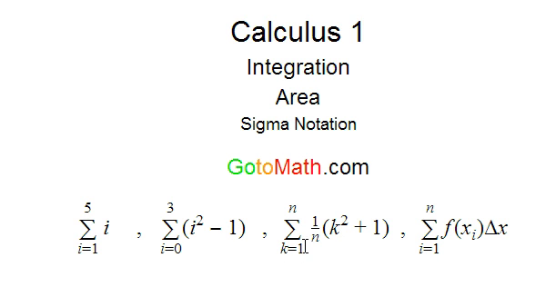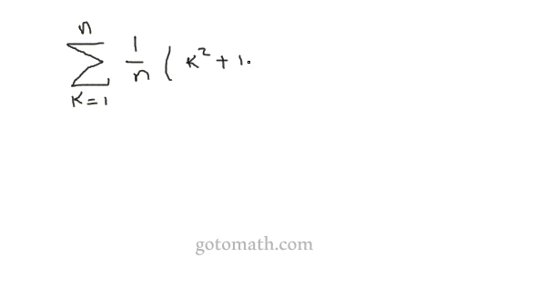The summation of k equals 1 to n. So this is a more general case here. We have 1 over n times k squared plus 1. So let's work that one out. See if I can make a better summation sign this time. We have the sum of k equals 1 to n of 1 over n, and then in parentheses, k squared plus 1.